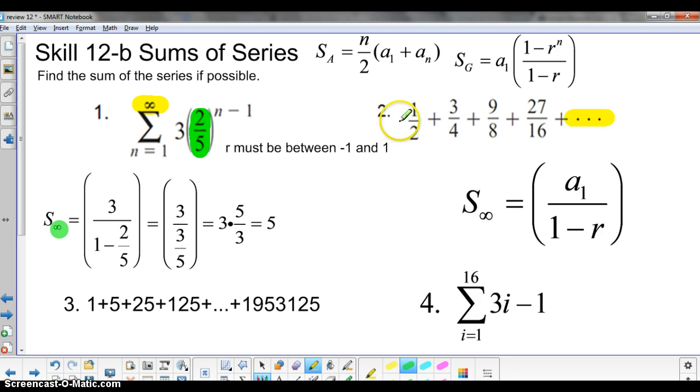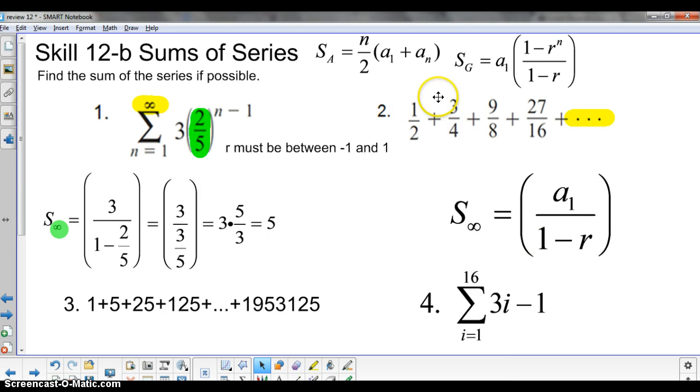Over on number 2, we don't have things quite as explicit. We just have the pattern. So I always like to try to break this down as, all right, what's happening in the numerator, what's happening in the denominator. In the numerator, it looks like we're multiplying by 3 each time. Okay, so it's 1 times 3 is 3, 3 times 3 is 9, 9 times 3 is 27. So if I'm looking for my r value here, I would say that r is 3 on top.